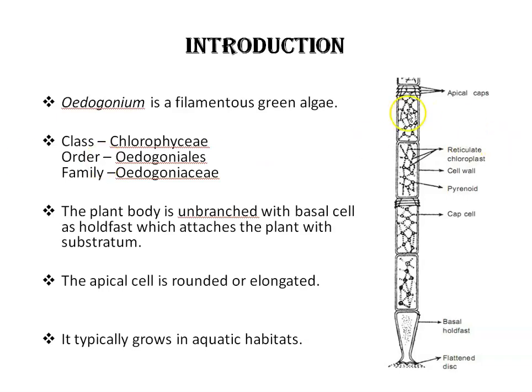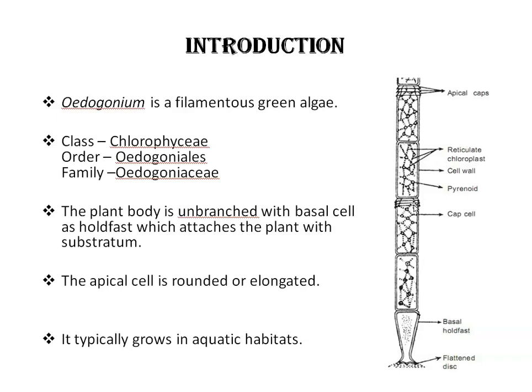You can see here an unbranched filament of Oedogonium attached to the substrate by a specialized holdfast cell. This is the holdfast cell. Oedogonium is known for its unique cell division, which leaves characteristic rings at the top of the cell. You can see here, these are the rings which are present at the top of the cells.